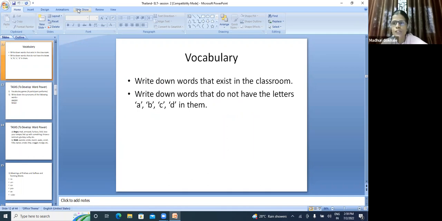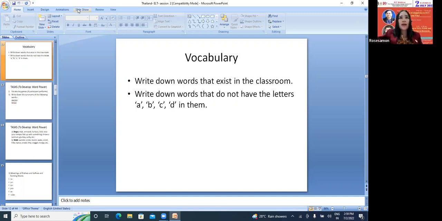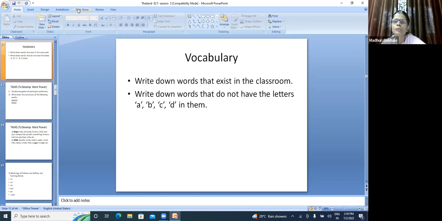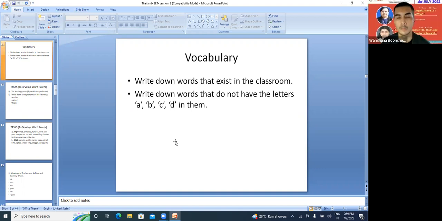Vanchana, for example, since this is going to be your topic of research, try to make it more realistic. For example, if you say, write down words that exist in the classroom, the objects that exist in the classroom, people are actually going to look around and find that association. There might be some words that they're not familiar with. Or if you give them an activity where you say, write down words that do not have the letters A, B, C, D in them.